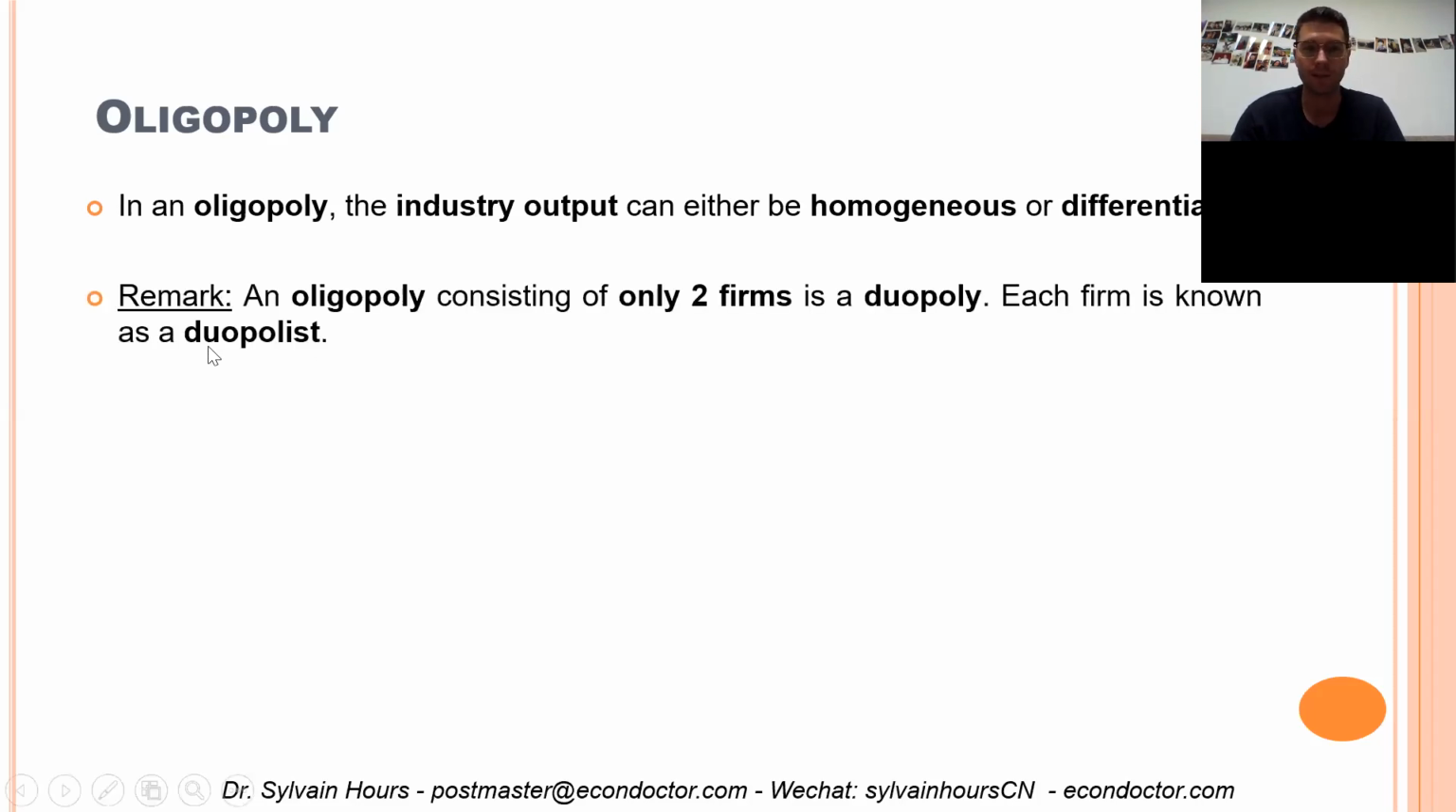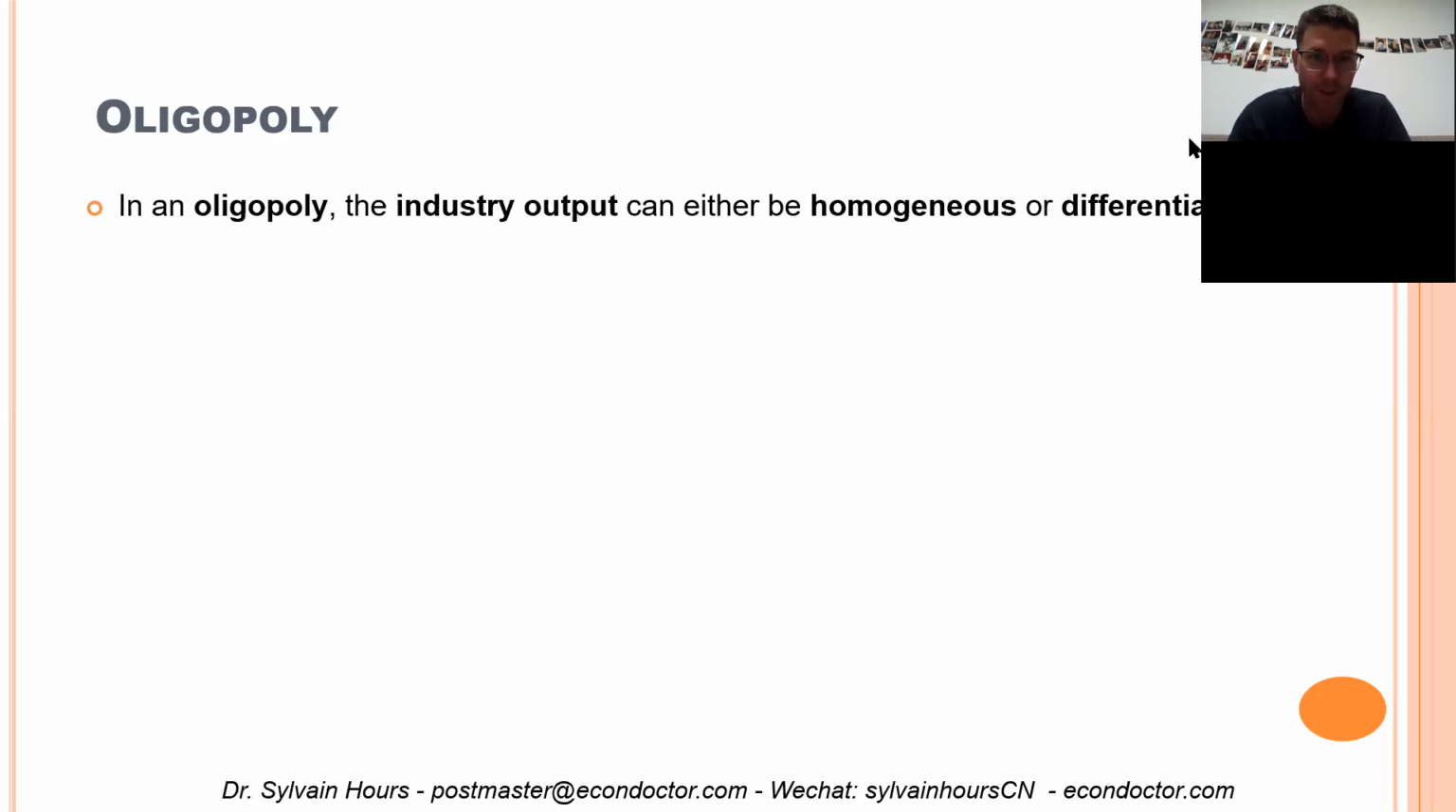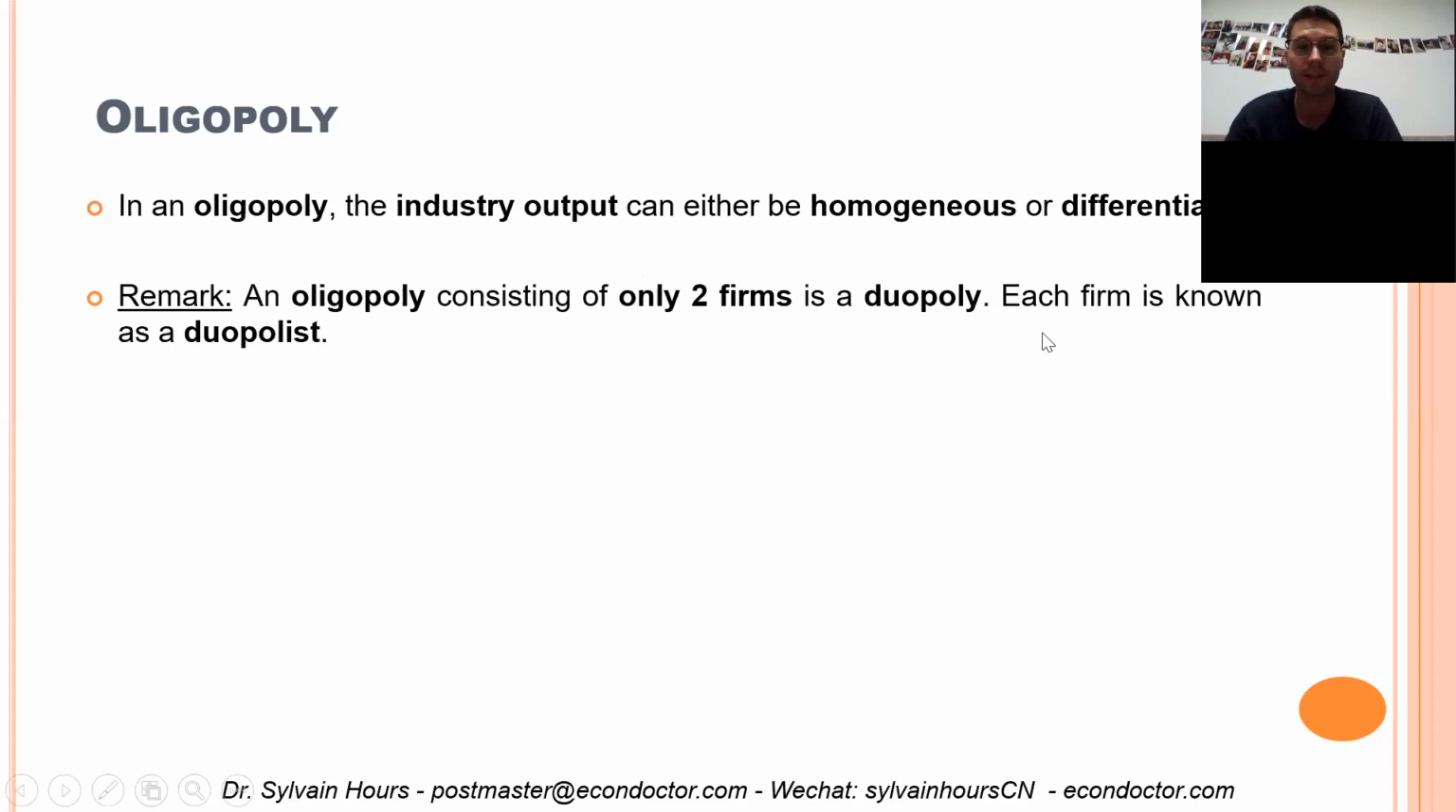And yeah, that's to answer, I forgot who asked the question about that. Oops. Yeah, William, you see? This is what an oligopoly consisting of only two firms is, a duopoly. Each firm is known as a duopolist.